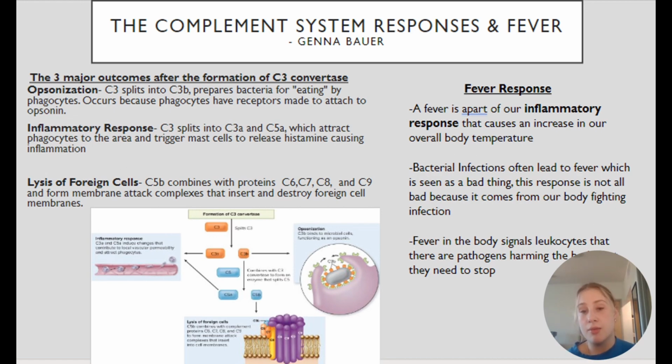And then I'm going to talk about fever responses. A fever is a part of our inflammatory response that causes an increase in our overall body temperature. Bacterial infections often lead to fever, which is seen as a bad thing, but this actually isn't a bad thing because it means our body is working to fight the infection. If we didn't have a response, that means our body would not be reacting to the bacteria in our body at all, which would be really bad because then the bacteria would continue to grow and live. And then fever in the body signals leukocytes that there are pathogens harming the body that they need to stop.